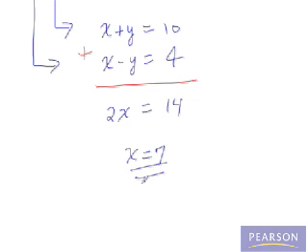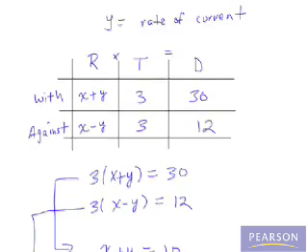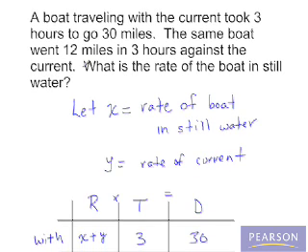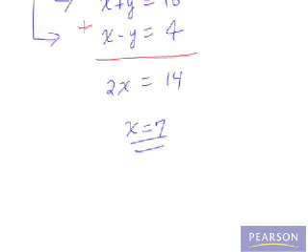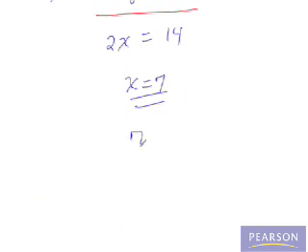Now we need to ask ourselves, does this value of x, is that the answer to the question that we're being asked? And I have to go up and look. They want to know, what is the rate of the boat in still water? We let x be the rate of the boat in still water. So yes, this value of x, 7, is the final answer. So the boat in still water is traveling at 7 miles per hour.